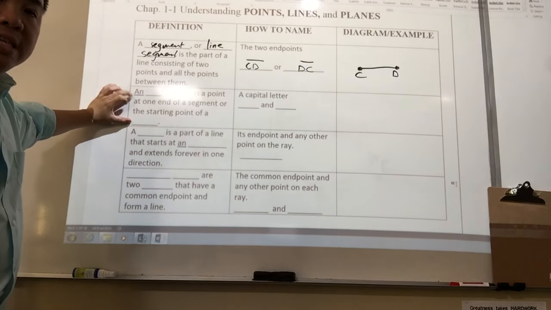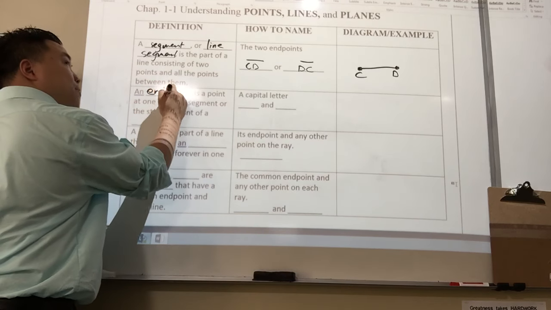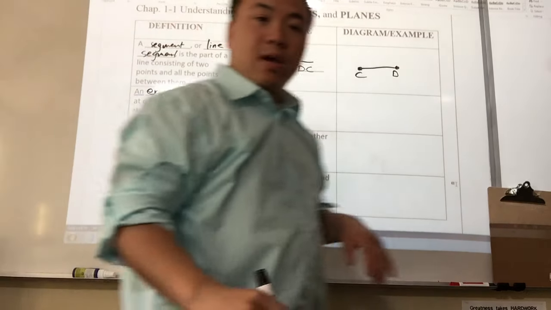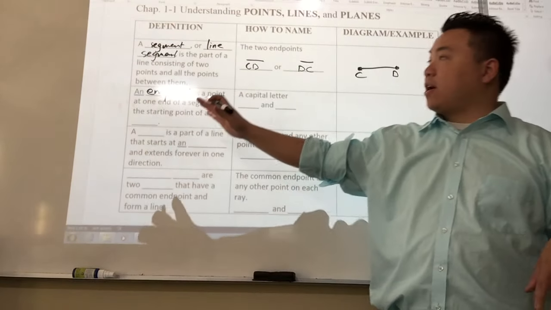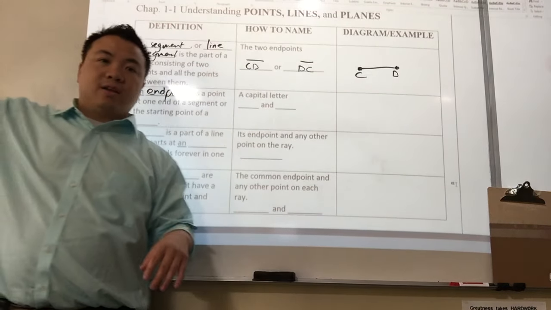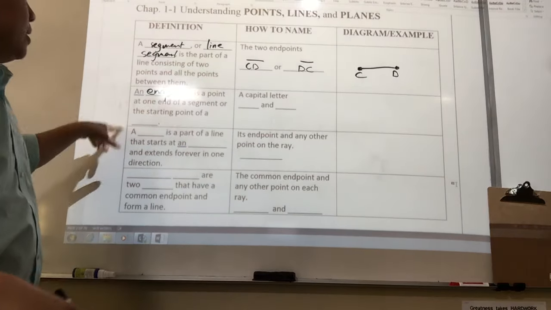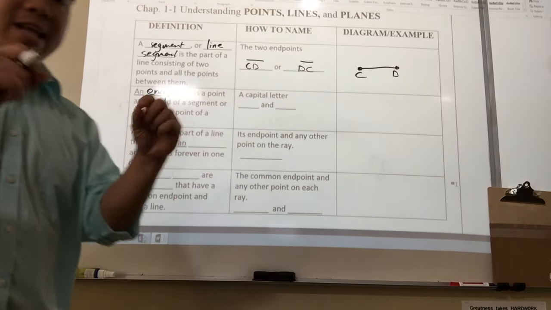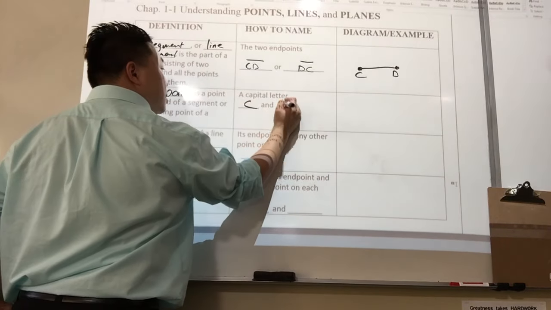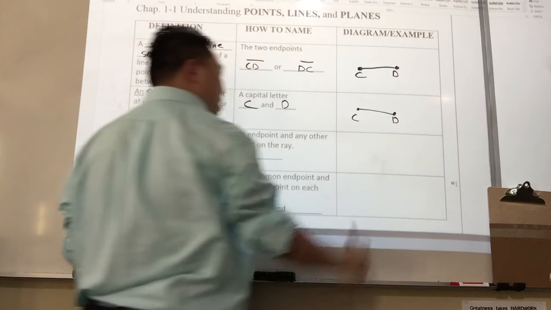Now, this is about the endpoints. An endpoint. Ooh, you can't see that with the glare. How do I block out that glare? Okay, there it is. You see it? An endpoint. An endpoint is the end of a segment. So, for example, this one, the endpoints are C and D. C, D, those are the endpoints.